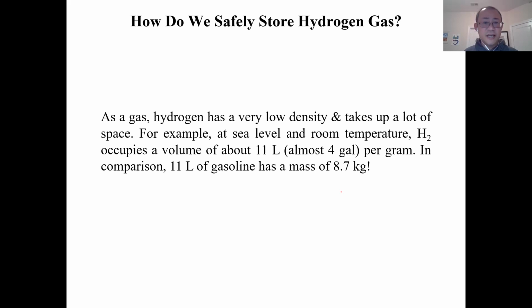Another challenge is how we safely store hydrogen gas, and of course carry that hydrogen gas in a driving vehicle. As a gas, you can see here, hydrogen has a very low density and takes a lot of space because hydrogen is an extremely light and small molecule. Hydrogen is the smallest atom in our periodic table. Here the example is at sea level and room temperature, hydrogen can occupy a volume of 11 liters per gram. One gram of hydrogen has that huge volume because it takes a lot of space.